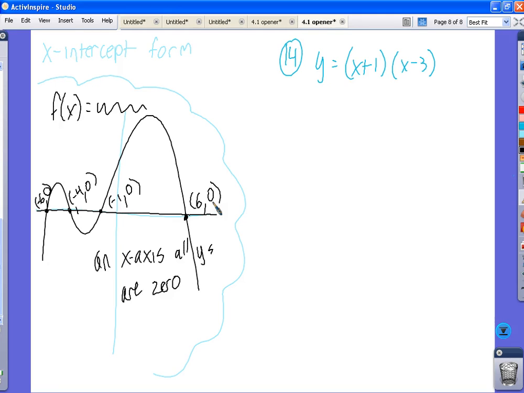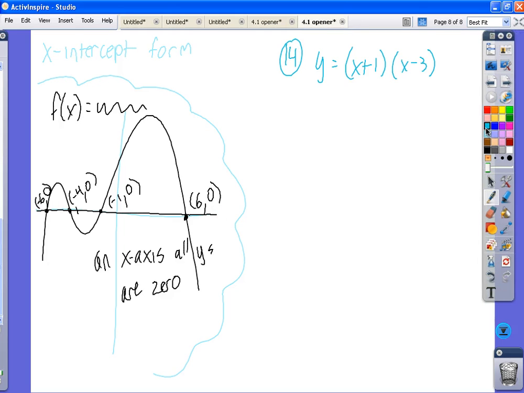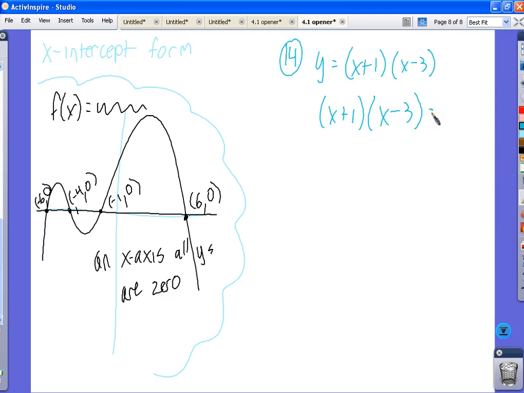Okay? So if we wanted to put something into this function and get 0, can you quickly see what you'd have to put in to make the whole thing equal to 0? Yes. What? -1 and 3. -1 and 3 will both do this, right? It has 2 zeros, it has 2 x-intercepts.